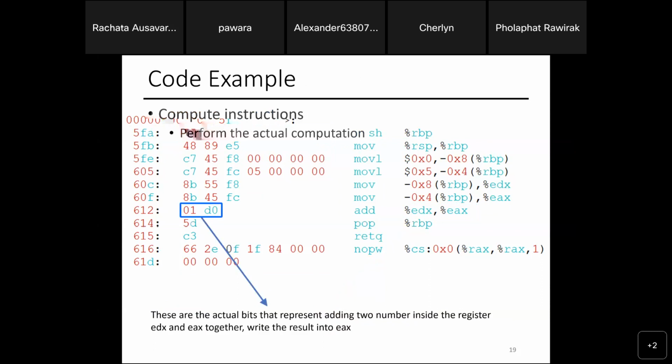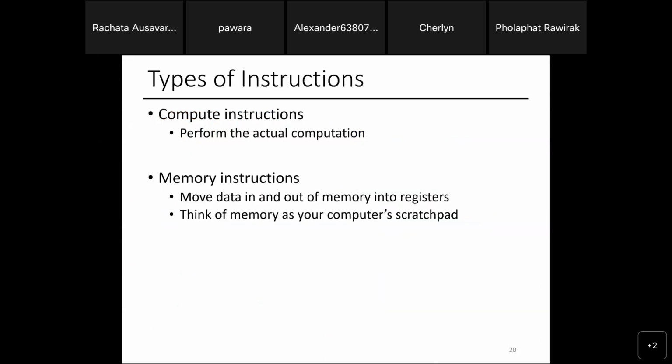As I said, there are 3 types of instruction. The first type is called compute. This performs the actual computation. You have memory instruction that has to move data in and out of the memory, into the register or the register back to the memory.